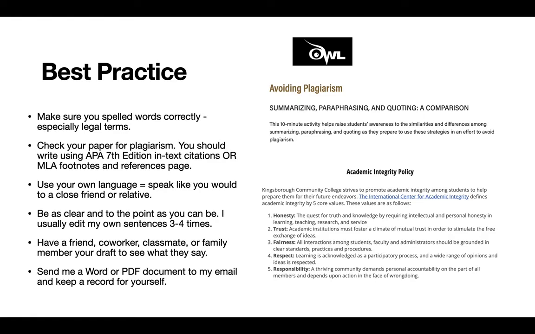And then finally, send me a Word document or a PDF document to my email and keep a record for yourself. I know that there are other ways of submitting your papers, but in this class, I prefer the email for a variety of reasons that are probably way too boring to you, but that just makes sure that we all have access, that we all have a record, and that I'm able to actually open the thing in my ordinary way, and that we're not all trying to learn a new piece of technology. Okay, so those are the best practices to make sure you get an A.